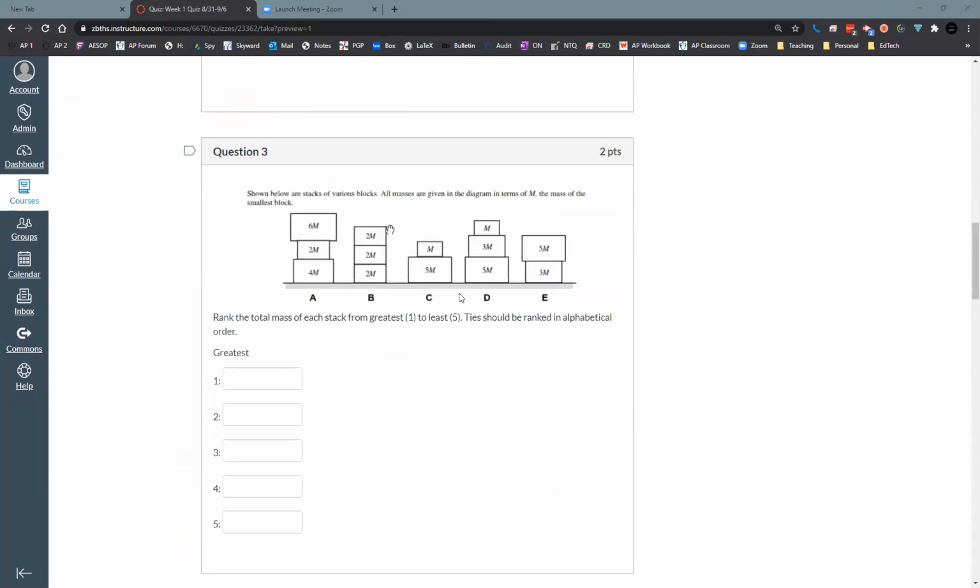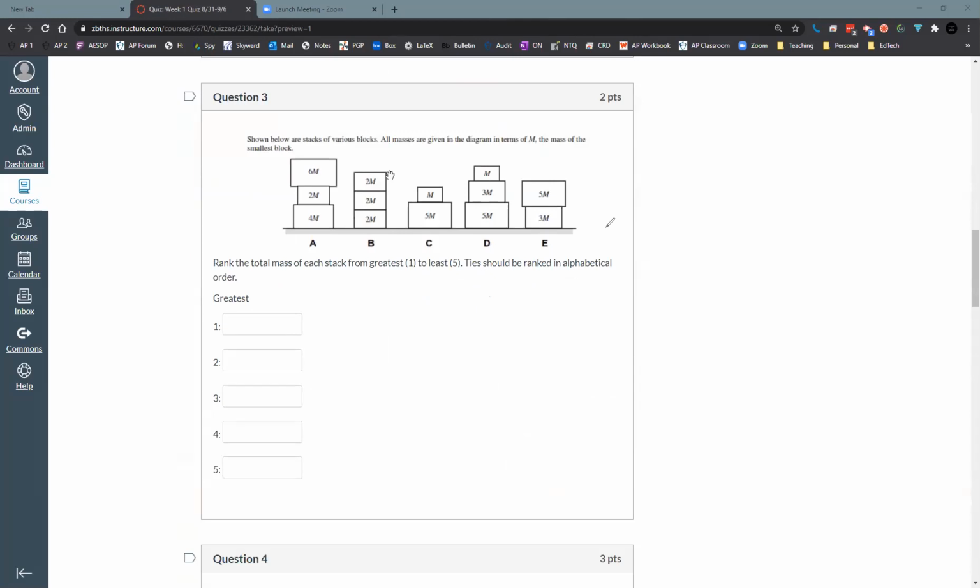All right. Question 3. Rank the total mass of each stack. So again, we're just adding it up. Like we have 6 plus 2 plus 4. So 6 plus 4 is 10, plus 2, this stack is 12. 2, 2, 2 gives us 6. 5 plus 1 gives us 6. 5 plus 3 is 8, plus 1 is 9, and 5 plus 3 is 8. So in this case, our largest is A, then 9 for stack D comes in second, 8 with stack E, and then B and C are tied, so I'm going to write those in order, B, comma, C.